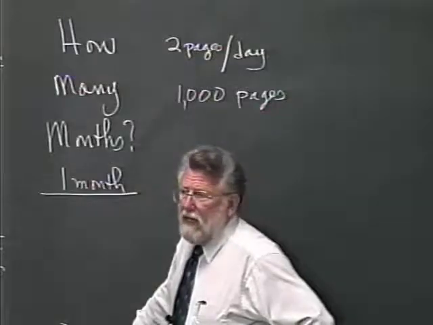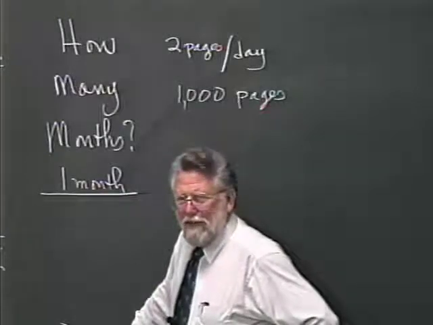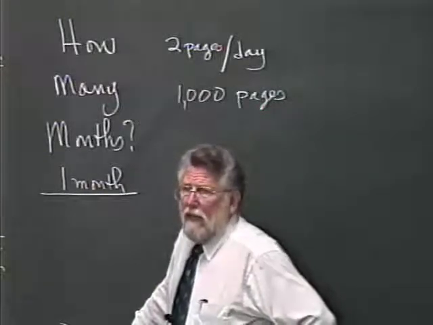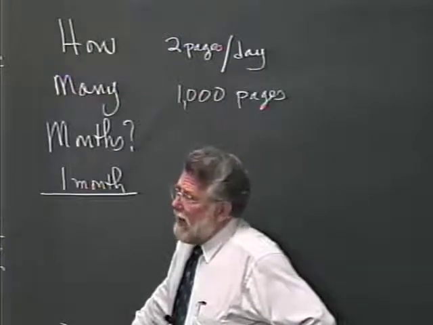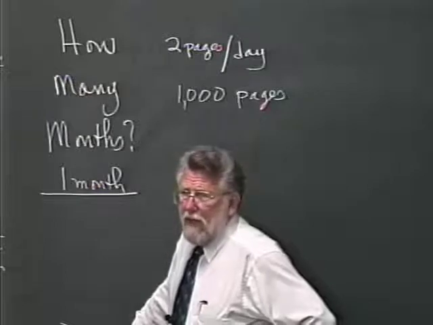February, for example, has 28, except when it has 29. The month we're in has 31. So if I say 30 days, that's a banker's month, which means 360 days for the year.